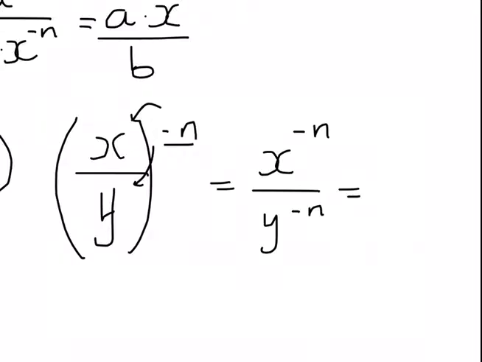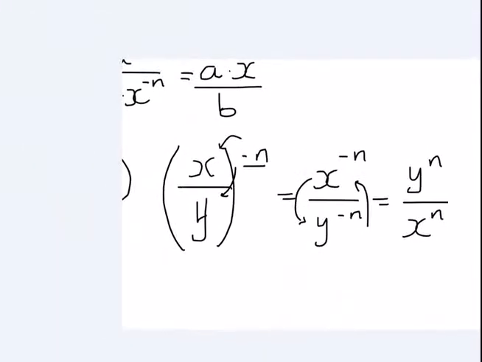This one, be careful. You have this that has to change the position. You also have this that has to change the position. So that means y will go to the top as positive n, then x will go to the bottom having positive n.